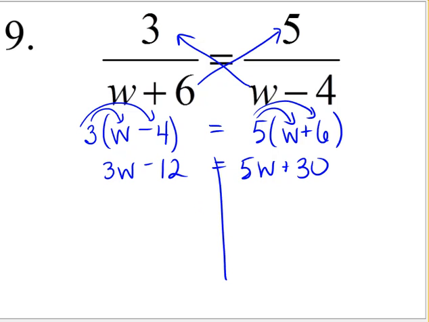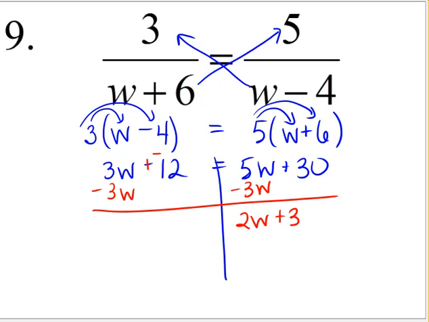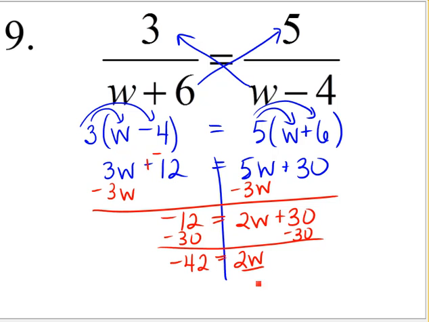I always choose the smallest variable to move, and I also need to change the sign to plus the opposite. So I'm going to move my 3w over by subtracting 3w on both sides. I get 2w plus 30 equals negative 12. I'll move the 30 over by subtracting 30 on both sides. Finishing this problem, I get negative 42 equals 2w. Divide by 2, and I get negative 21 equals w.